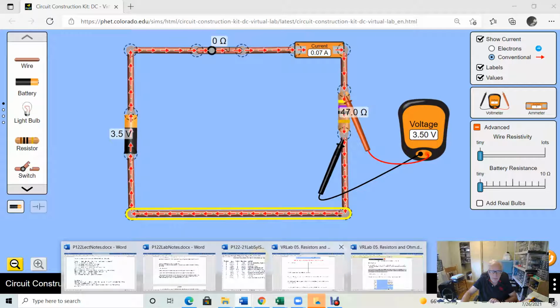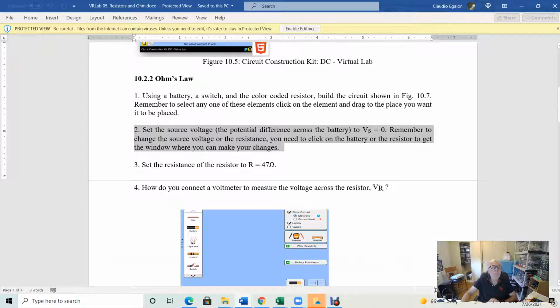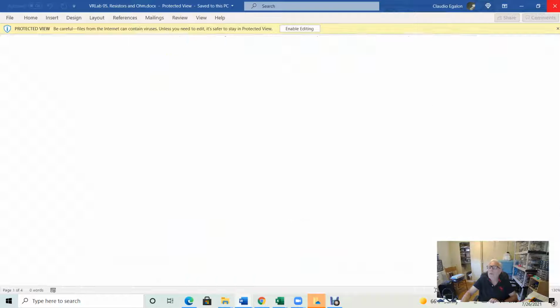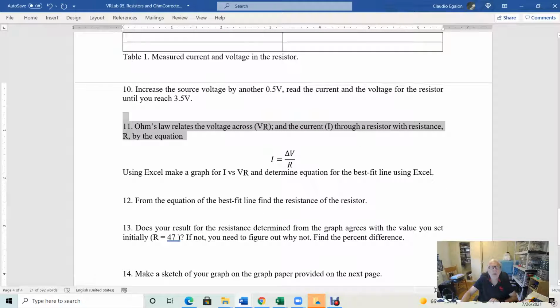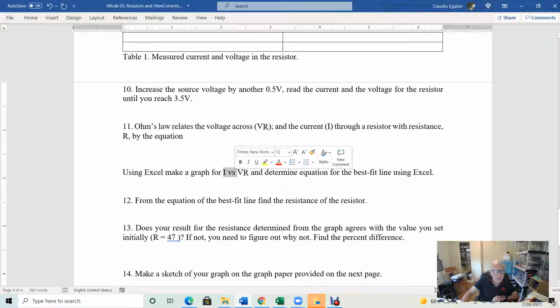Anything else? And then what do we have to do? Now we have to press plot the graph, right? Close that. Okay, here you go. Ohm's law relates the voltage across the resistor and the current. Right? I is delta V over R. Using Excel, make a graph. Well, let me see. The correct way would be VR versus I. That's how it's supposed to be. Okay?